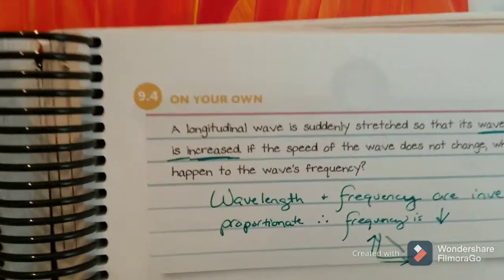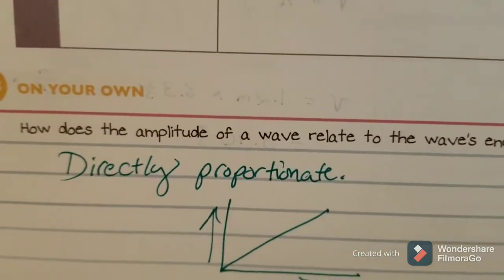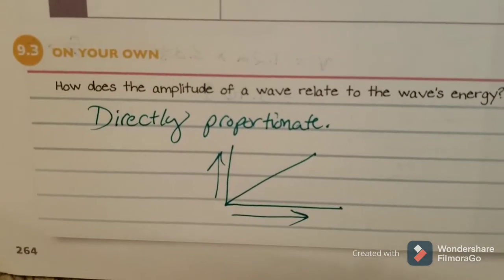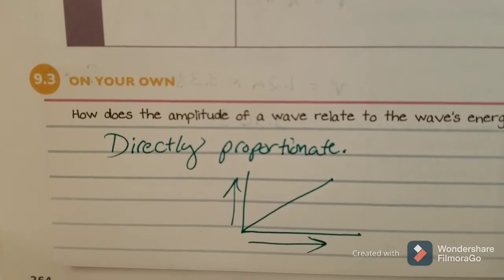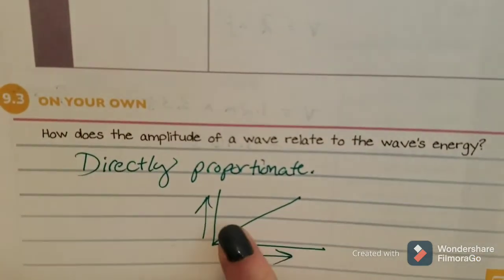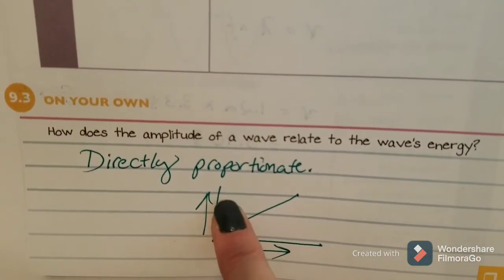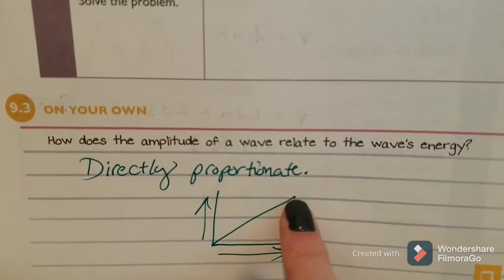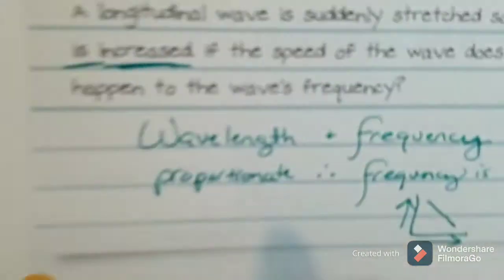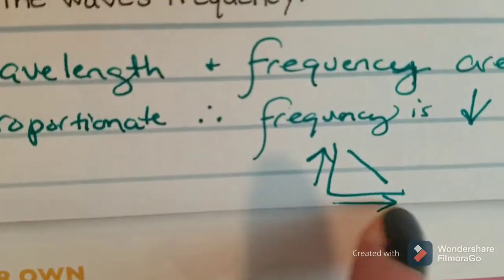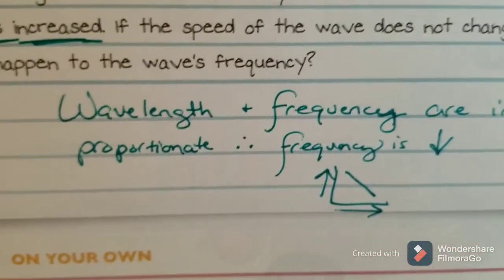All right. You know what? I missed one. That was 9.4. Down here we have 9.3. How does the amplitude of a wave relate to a wave's energy? Well, remember we talked about that. The bigger the bomber in the pool, the bigger the wave. The size of the giant splasher that jumps into the pool, the bigger the wave. They go up together, so that was directly proportionate. This one is inversely proportionate. It is the opposite. One increases, the other one decreases.